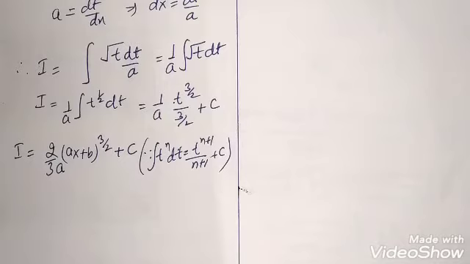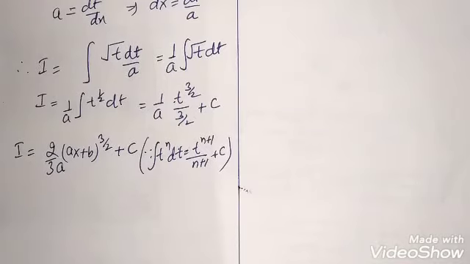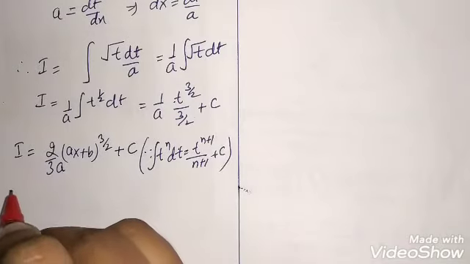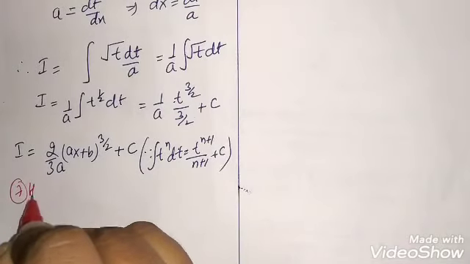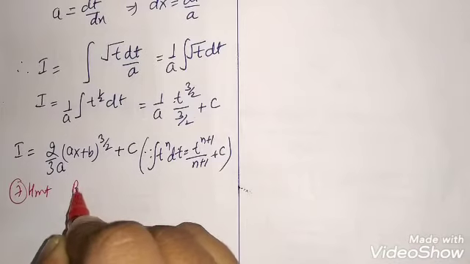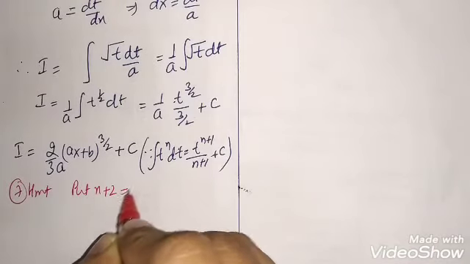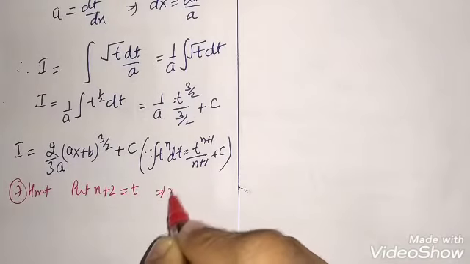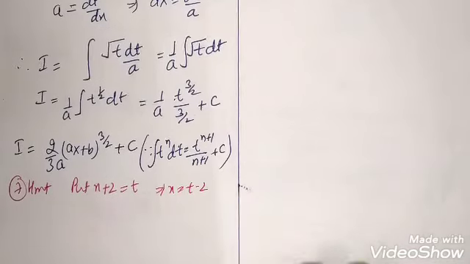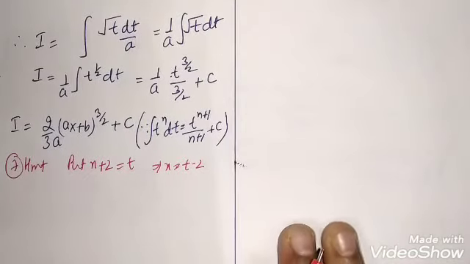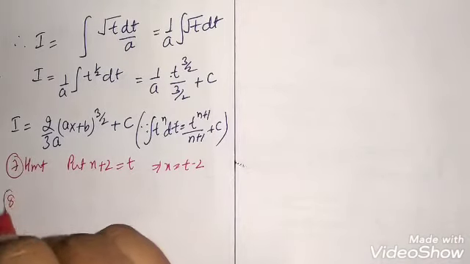Moving to the seventh question, I am giving the hint. In the seventh question, you have to put x plus 2 to be t. Hint of seventh: put x plus 2 equal to t. This implies x equal to t minus 2. Simple. Do it by yourself, and differentiate both sides with respect to x, as you know.